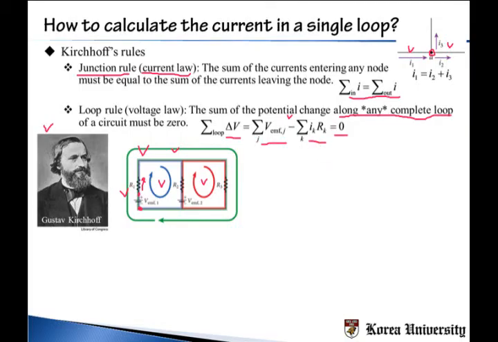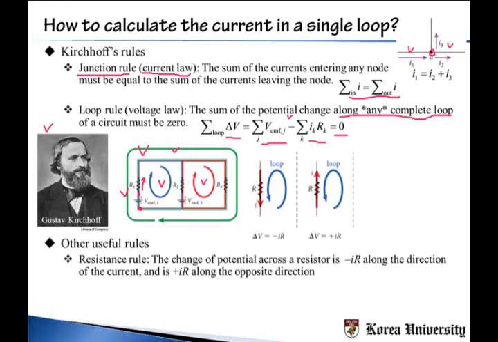There's actually something more to tell you, which is called the resistance rule. The resistance rule says that the change of potential across a resistor is minus IR along the direction of the current. This is something we already studied. But it also says that the potential change across the resistor is plus IR along the opposite direction. The example is shown here.